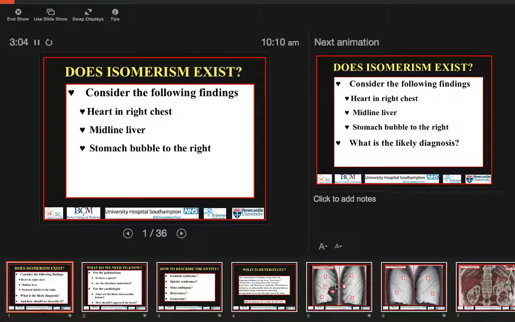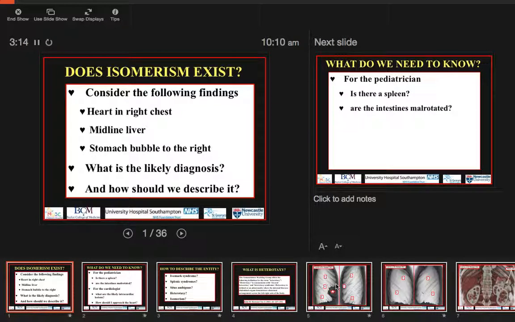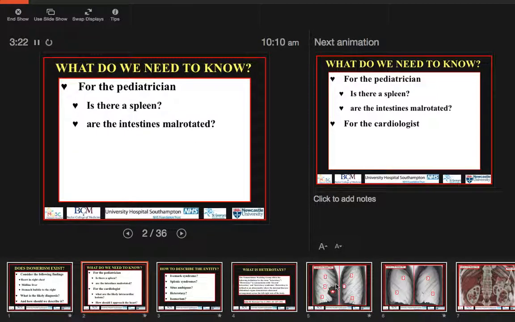Now, all depends how you approach this situation. You need to know already, when you've seen these unusual findings, the likely diagnosis. And then, most importantly, you need to know how to describe it. So how do we proceed? It depends on your specialty.